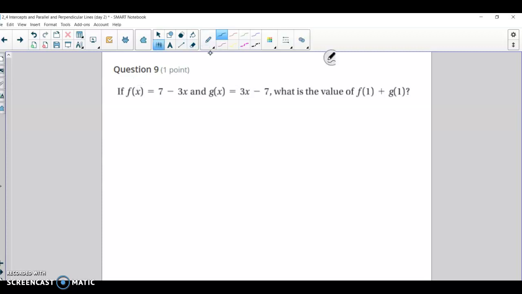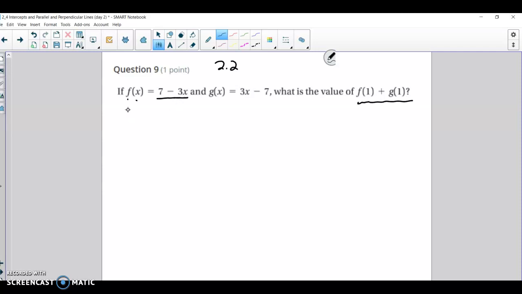All right, this is going over section 2.2, question number 9, and this is about function notation. I think the math here isn't too bad. It's just understanding what this is even asking us. Okay, so what this is saying is we have a function named f, takes an input of x, and then here's what it does.